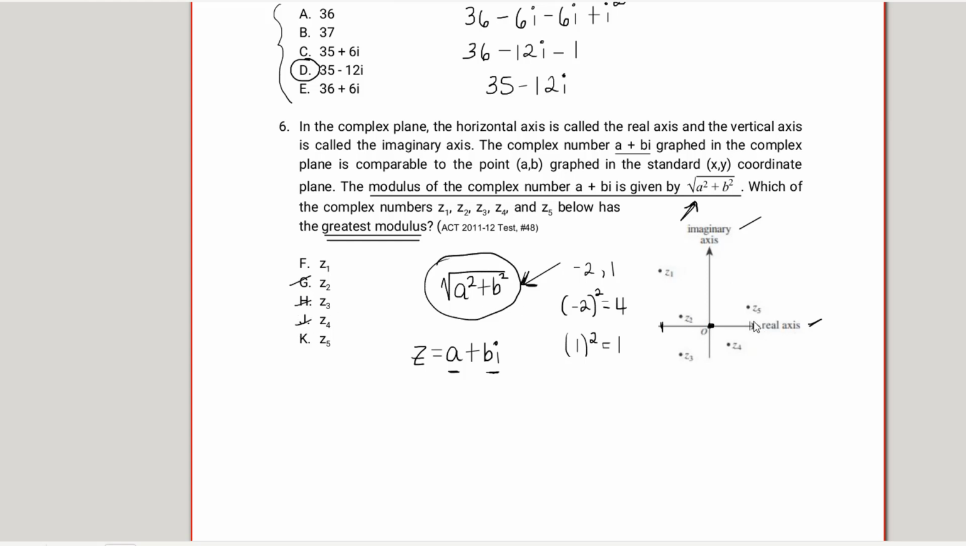We're down to just the difference between z1 and z5, which has the larger values. They're almost at a tie for real. Looking at their imaginary axis values, it's obvious that z1 has a larger b value than z5 is going to have. So that is going to result in the greatest modulus with the complex number z1. That's answer choice F.